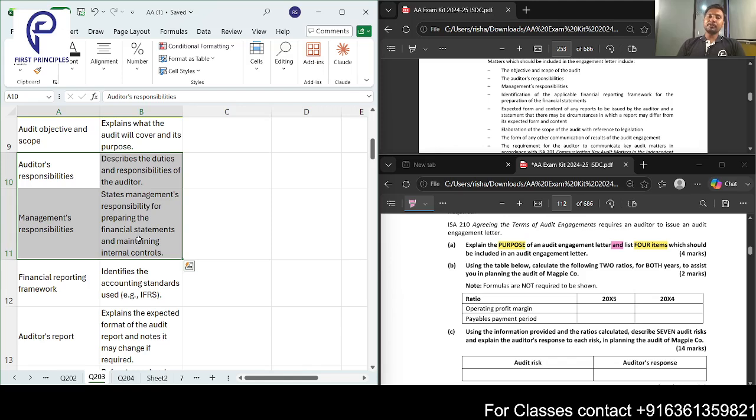Next, the financial reporting framework that the financial statements, or whatever you're checking, have been prepared under. Which framework have you used? IFRS, US GAAP? Which accounting framework, which reporting framework have you used? A clear description of that. Then it explains the format of the audit report, and notes it may change if required. You're telling them that the audit report may be changed also if a situation like that comes. It may change if required. So that is about this.